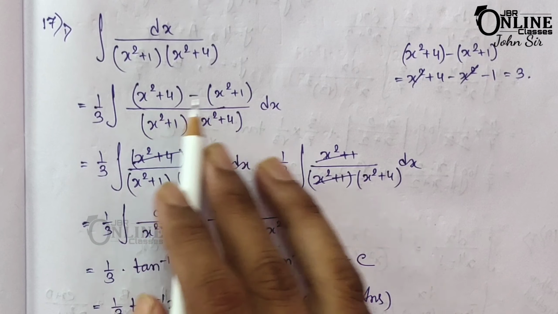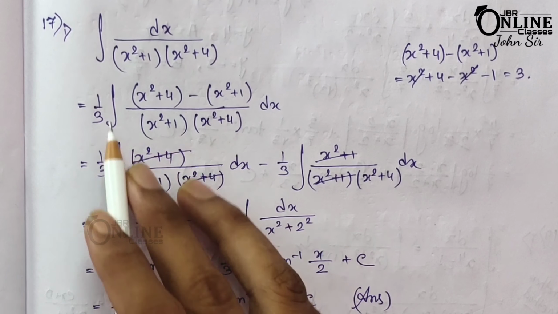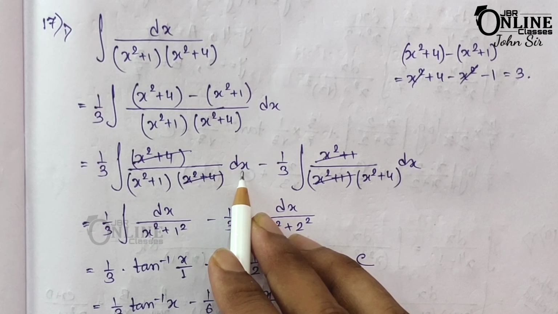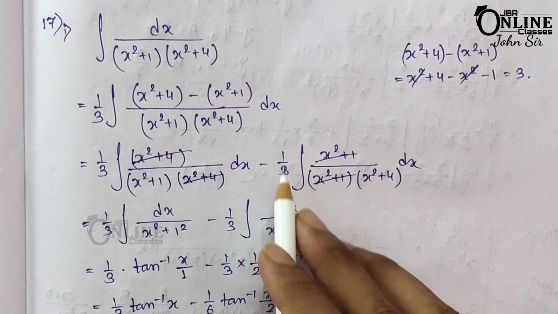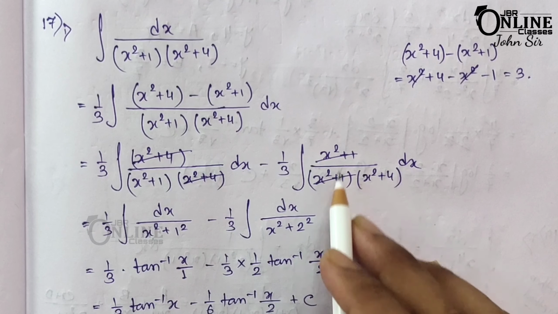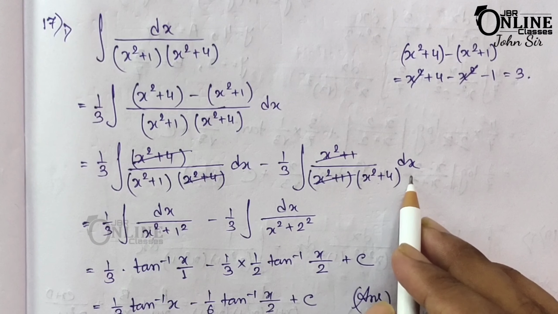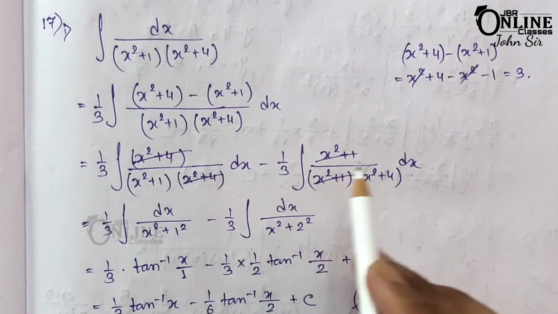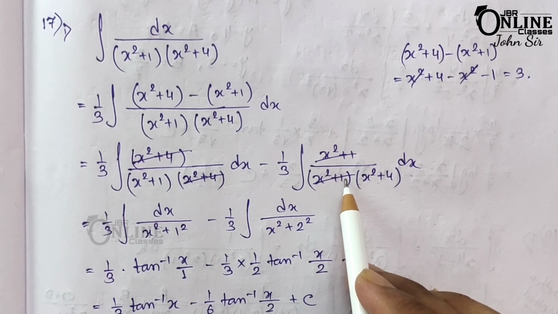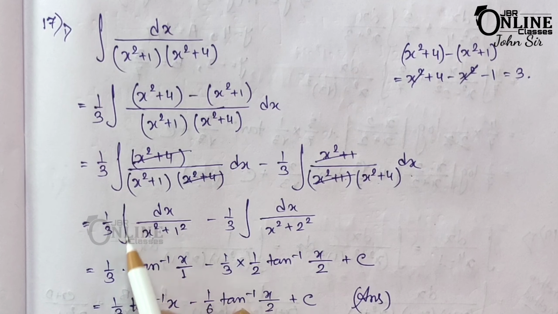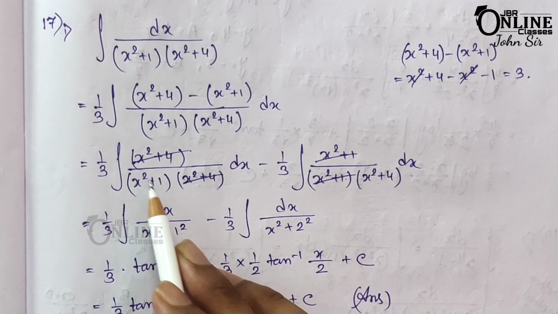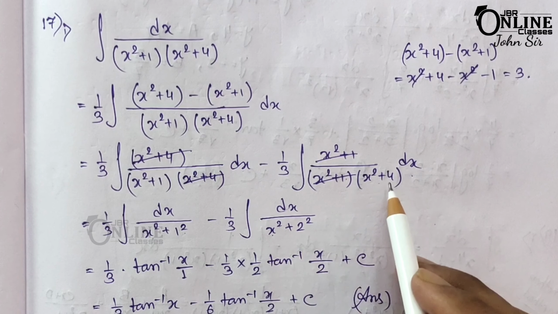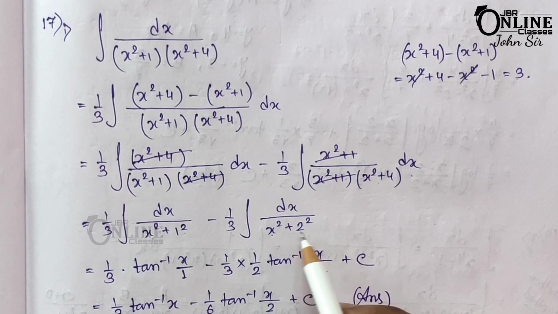Now you can easily separate this integration. So 1 by 3 integration, the first one by the denominator dx, minus again 1 by 3 integration, the second one by the denominator dx. So now x square plus 4 cancels out. Here also x square plus 1 cancels out. So 1 by 3 integration dx by, here x square plus 1 means x square plus 1 square, minus 1 by 3 dx by x square plus 4, now 4 means 2 square, so x square plus 2 square.